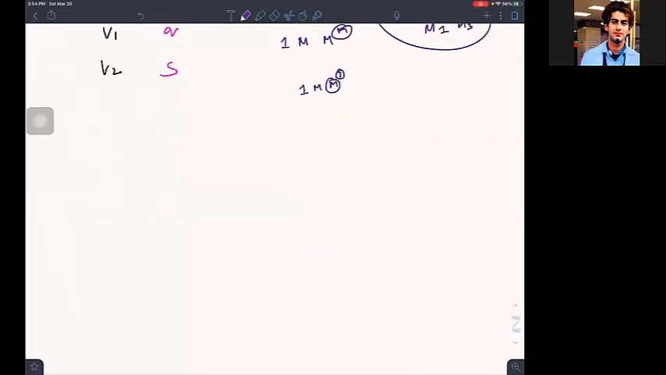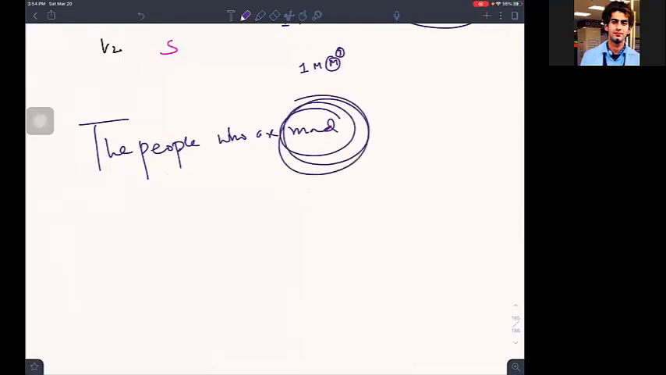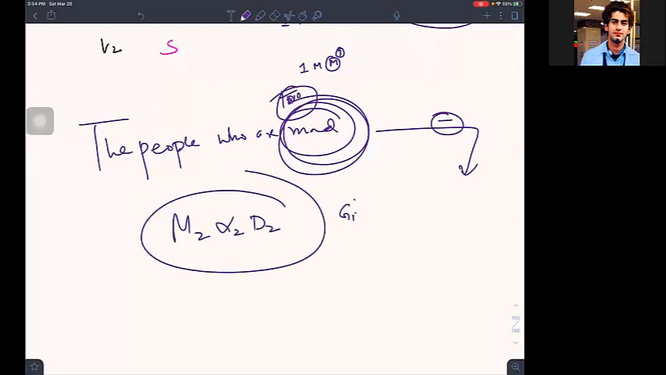Now tell me one thing. The people who are mad will be harmful for themselves. That is, they inhibit themselves. The people who are mad, they are very much mad. So I should write too mad, too mad. So I have to remember M2, alpha 2, D2, they will inhibit the adenylyl cyclase. That is, they are inhibitory. Are we able to understand? Guys, are we able to understand?